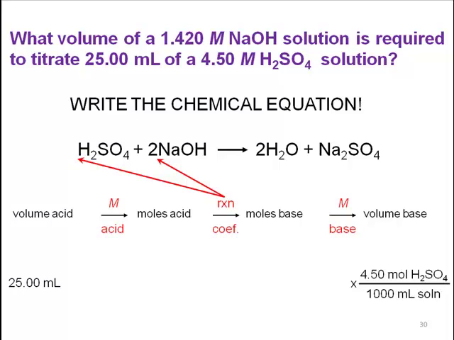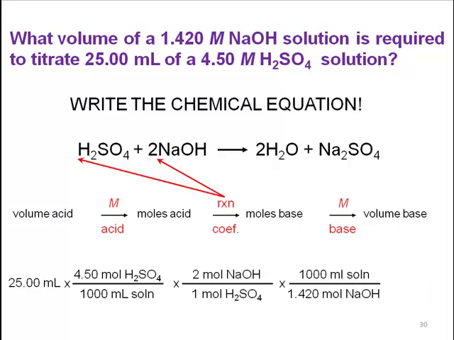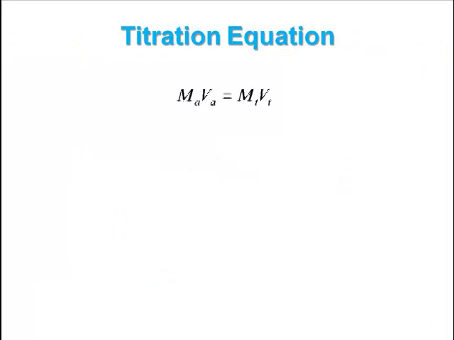So 25 milliliters, molarity of the acid gives us moles of acid. That gives us moles of base. And the last one gives us molarity to get the volume of the base, which happens to be 158 milliliters in this case. Units cancel out, of course. There we go, giving us our milliliters needed for this particular titration.